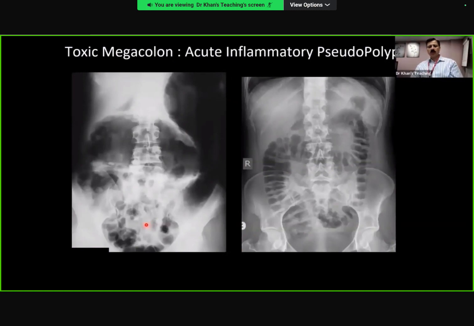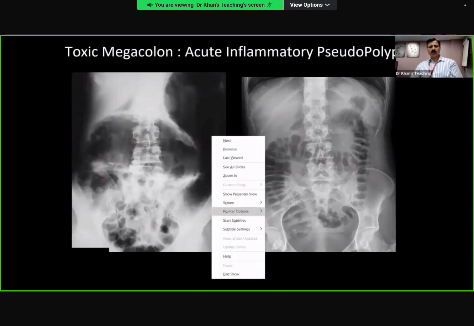And this film you had done in your plain abdomen, so I'm not showing you plain films today. Having said that, just wanted to make that point. If you see here, this is a normal abdomen. Look at the transverse colon. Look at the crisp and sharp outline of the haustra. And here, what is happening? This is a case of toxic megacolon.